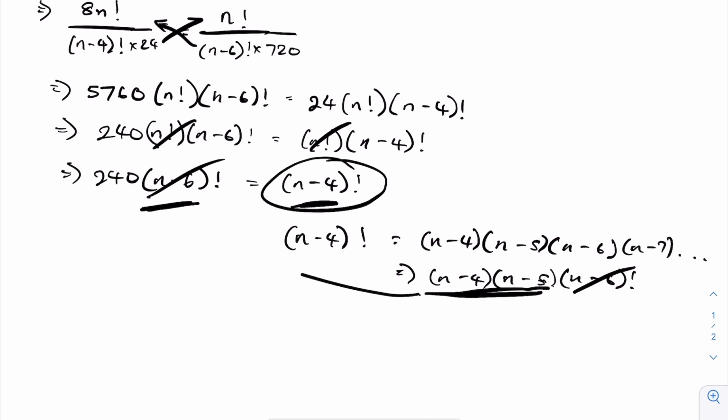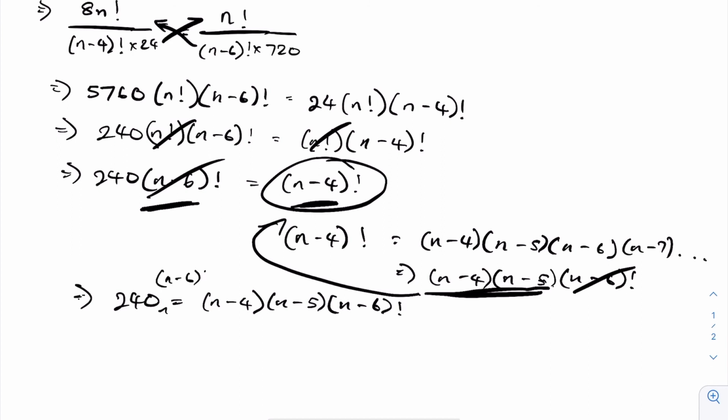Plug it in. So that means now we have 240 equals n minus 4 times n minus 5 times n minus 6 factorial, with this also being times by n minus 6 factorial. But these are canceled out. So now we have 240 equals n minus 4 times n minus 5.